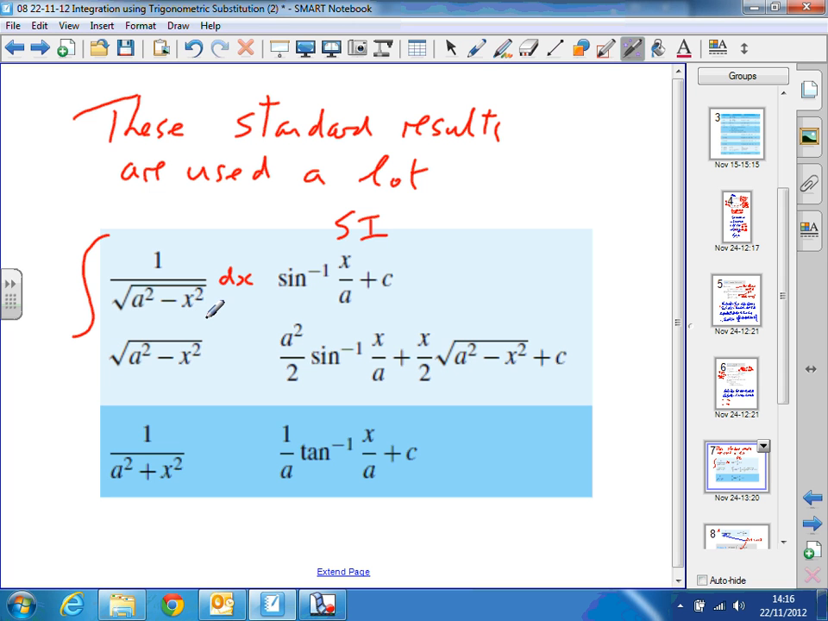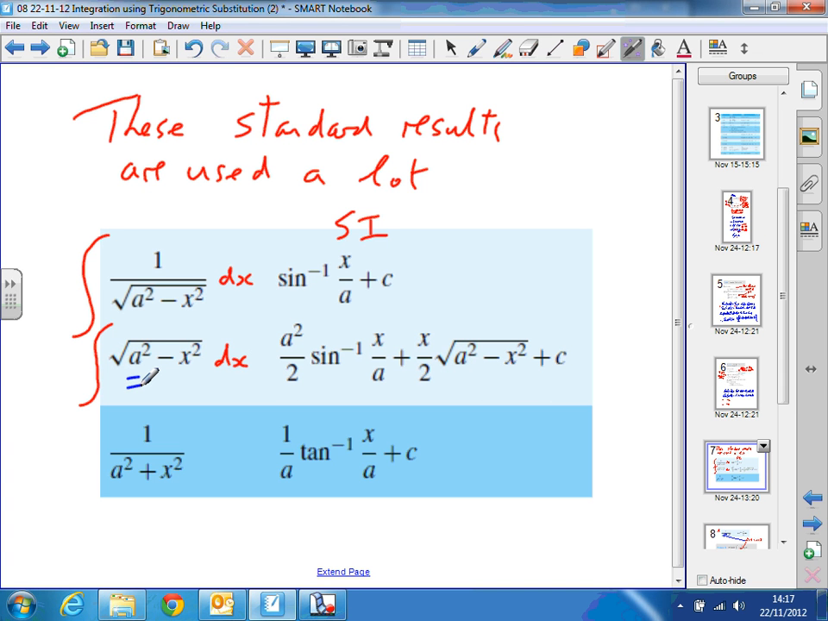An integral of the form root a squared minus x squared with respect to x, where x is a variable, turns out to be a squared over 2 times, again, the angle whose sine is x over a, plus x over 2 root a squared minus x squared, plus c. Quite a complex result, but you're not expected to do anything more than just write that answer down, knowing what a is.